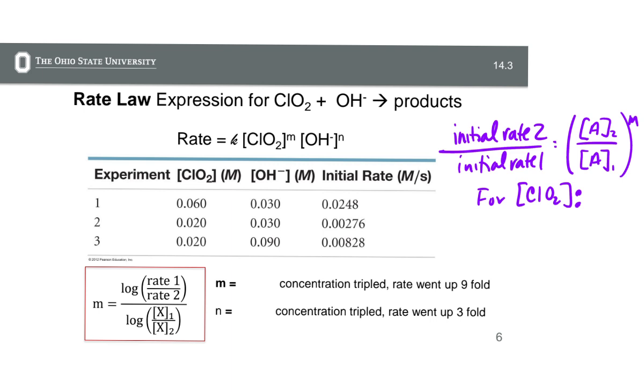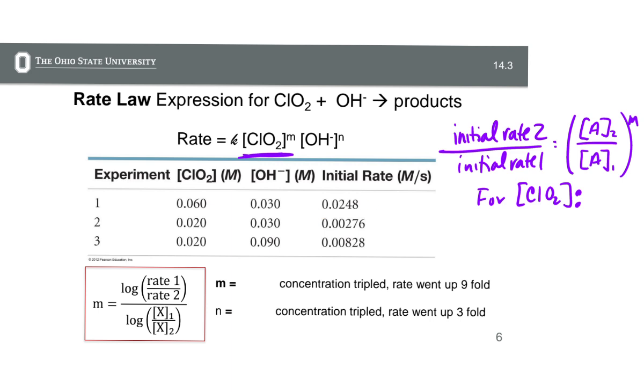So we need to determine the order with respect to ClO2. That's our m. To do that, we're going to use some experimental data, where we change the concentration of ClO2 and hold the concentration of the other reactant constant. In experiments 1 and 2, we change the concentration of ClO2, but we hold the concentration of hydroxide constant. And we can look at how the rates change.